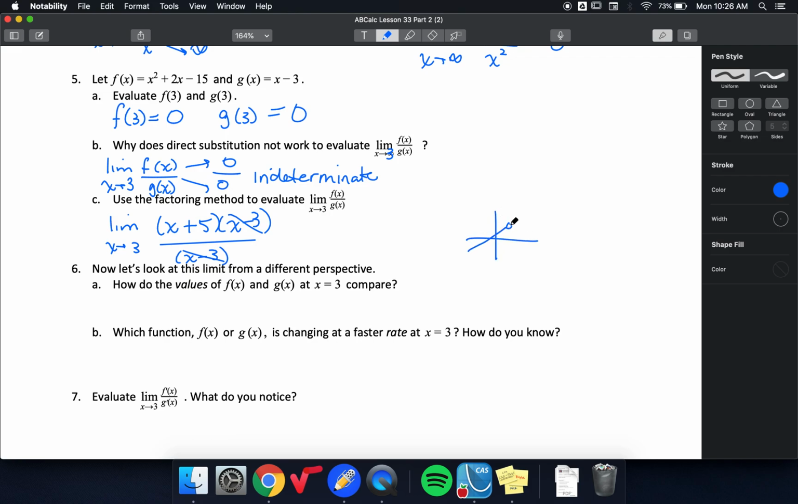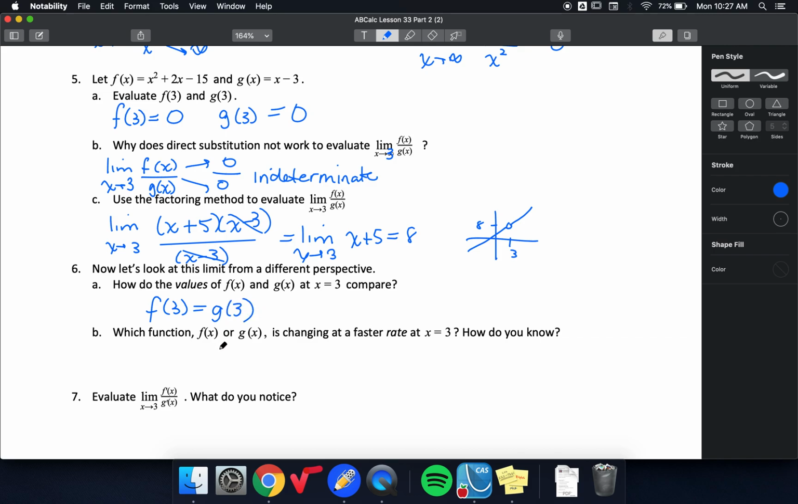So if this is my graph, then my limit from the left is the same as the limit from the right, and that's going to be the same as the limit as x goes to 3 of x plus 5, which is 8. So that's what this graph would look like, and that limit exists. So the values of f of x and g of x at 3, how do they compare? Well, they're equal. f of 3 equals g of 3.